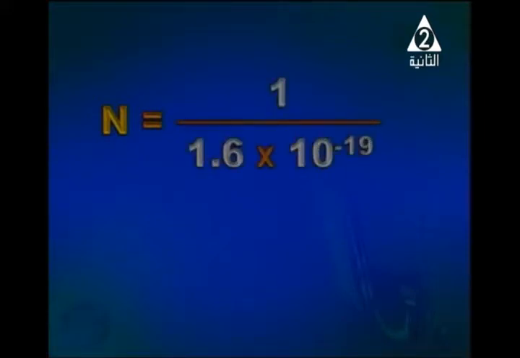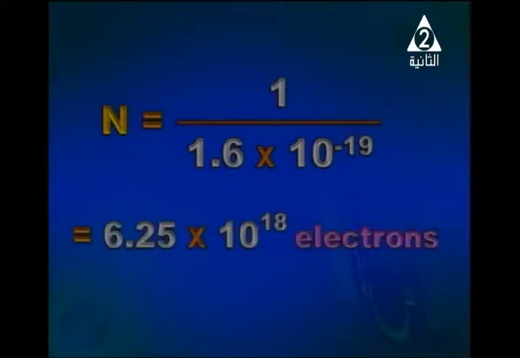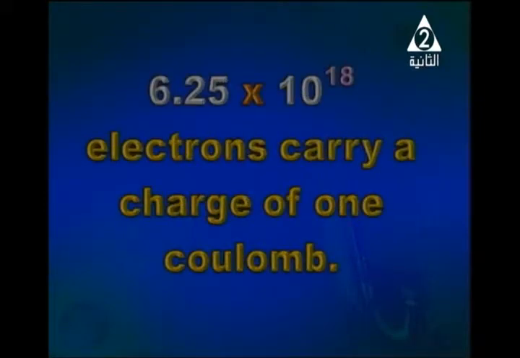So if we want to calculate the number of electrons that carry a charge of 1 coulomb, it is 1 over 1.6 times 10 to the power of negative 19. Actually, it is 6.25 times 10 to the power of 18 electrons. So once again, 6.25 times 10 to the power of 18 electrons carry a charge of 1 coulomb.